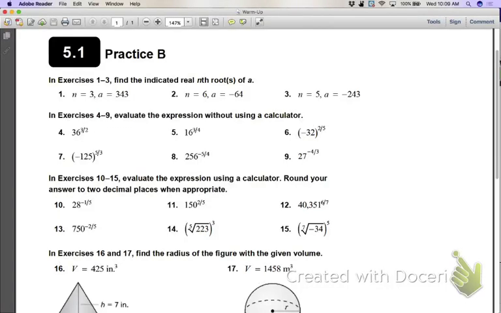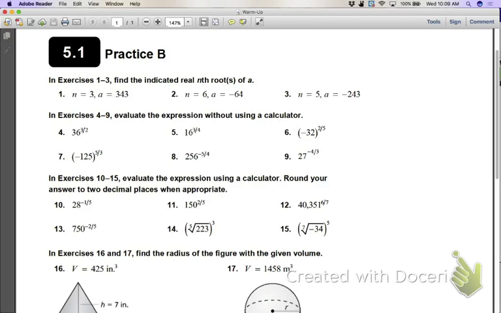On 5.1 practice B, you had the first 15. So the question was number 15. I want to go through number 8 or 7, and I'm going to use the table that I've got up there on the board to help you do it without the calculator, and maybe another way of doing it will help you, instead of just one way.